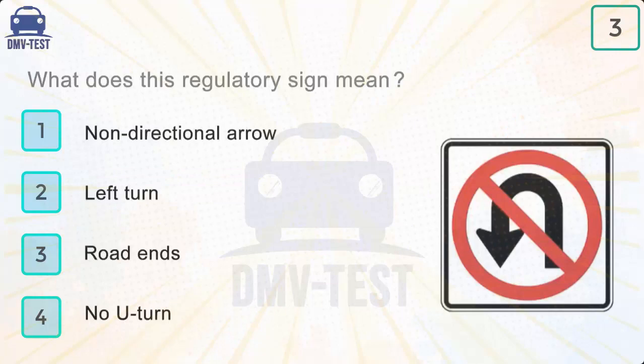What does this regulatory sign mean? Non-directional arrow. Left turn. Road ends. No U-turn.